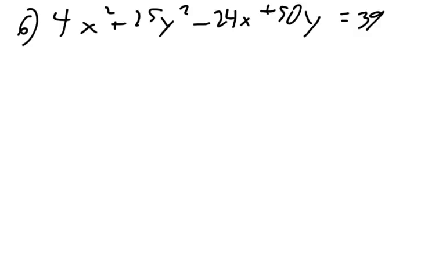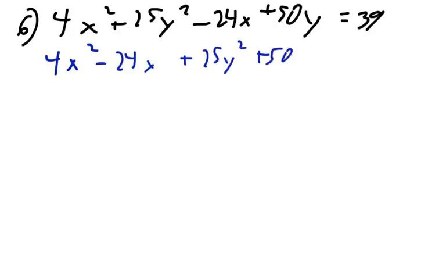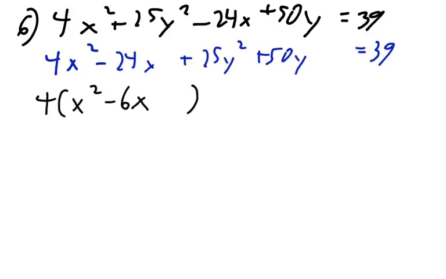Alright, so continuing on with problem number 6, we're going to rewrite this so that the x's are together and the y's are together. And the 39 is already on the other side. So we're going to factor out the number in front of x squared, which is 4. And a lot of times people forget to change the middle term to 6. And we got 25 y squared plus 2y equals 39.